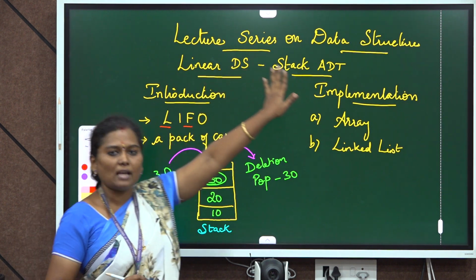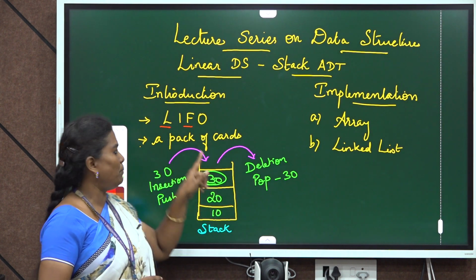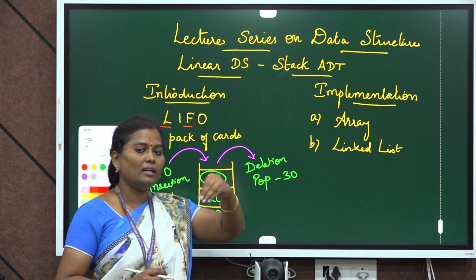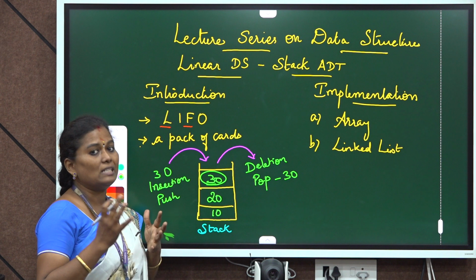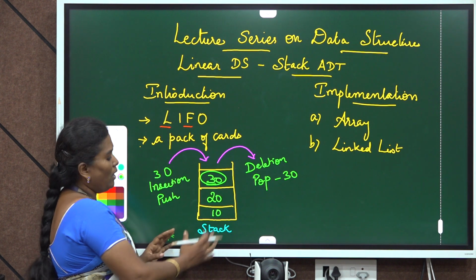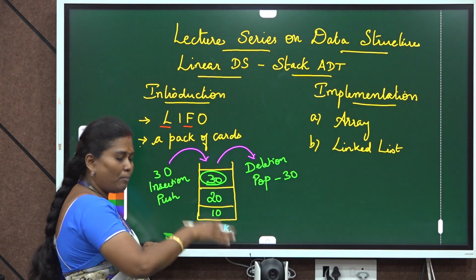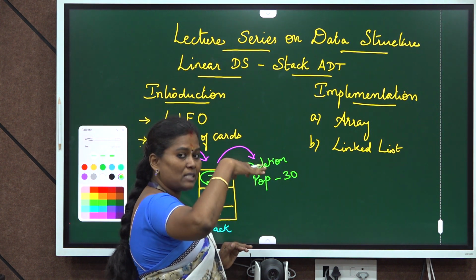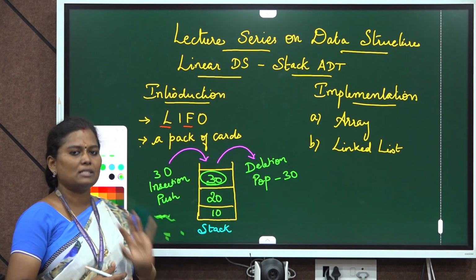So, we can define the Stack ADT as a linear data structure that works with the principle of last in, first out. It means the element that is inserted inside the stack last can be removed first. That is the definition of the Stack ADT, and this is the representation of stack where, when we push something, the element which is pushed last will be placed at the top of the stack, and when we pop, the element which is present at the top of the stack will be popped out. So, this is the base concept of Stack ADT.